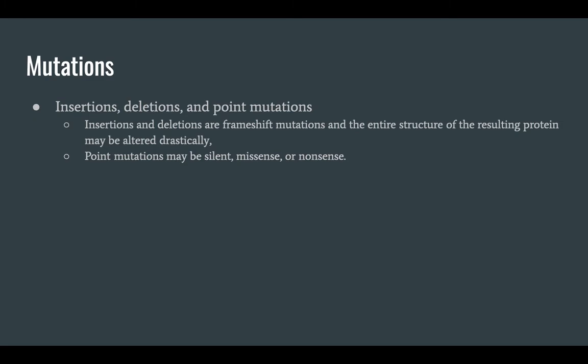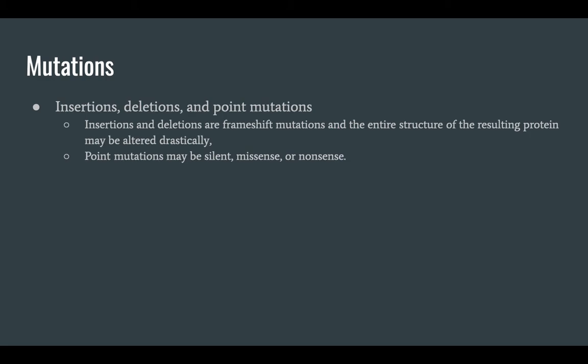Okay, so let's talk about mutations in the genetic code. There are three main classes of mutations: insertions, deletions, and point mutations. Insertions and deletions are frameshift mutations, and the entire structure of the resulting protein may be drastically altered because of these insertions and deletions. As we talked about, when RNA is being transcribed, it has these things called codons, which are in fact triplets.